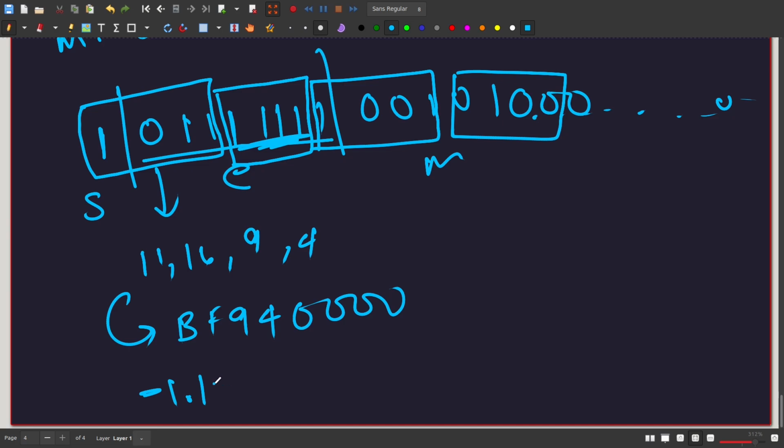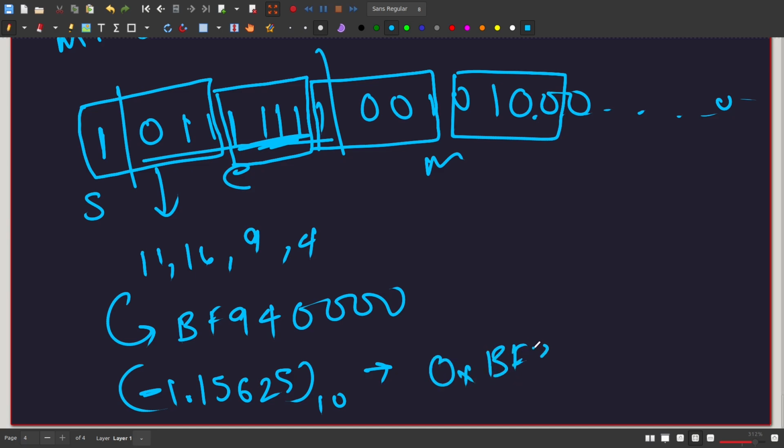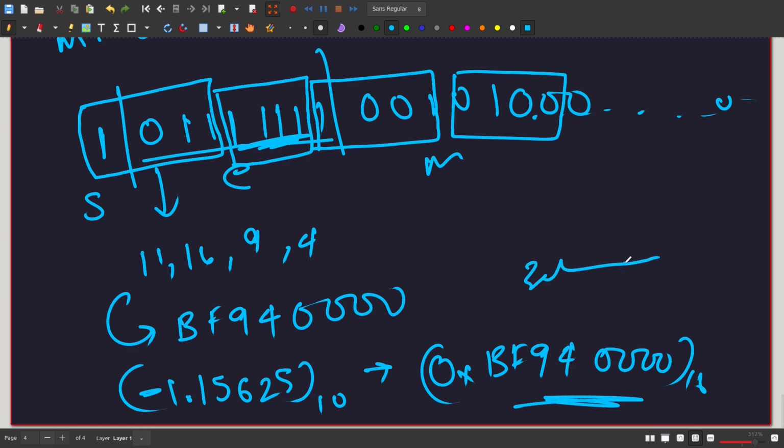1.15625, not in binary, whoops, in base 10, is simply going to be 0xBF940000 in hexadecimal, right? 32-bit floating point, all that nonsense. So that is what it is. This was also quite fun and simple. The only thing was that I messed up with the bit division, because I didn't see that there are 5 bits in a supposed hexadecimal string, which is fine.